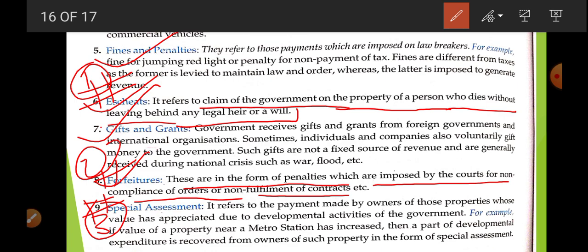Okay, so what is it? It refers to the payment made by the owner of those properties whose value has appreciated due to the development activity of the government. Because suppose any project, a metro or flyover has been passed, or construction of a road, then immediately the price of the land goes high. So in this case the government charges some money, and the owners of those properties have to pay it because they are going to get benefit from it. Okay, thank you for today.